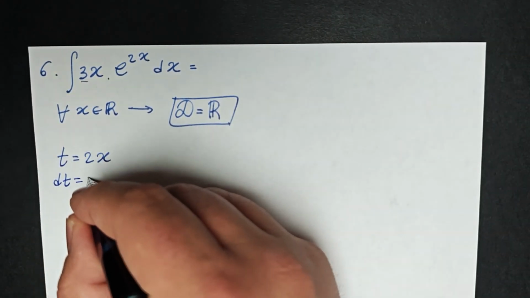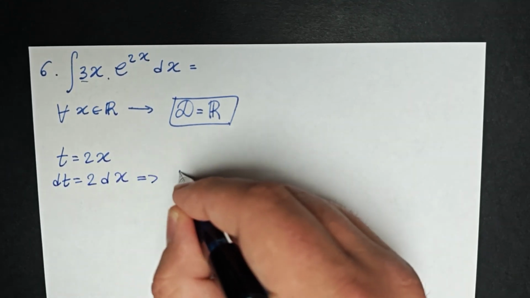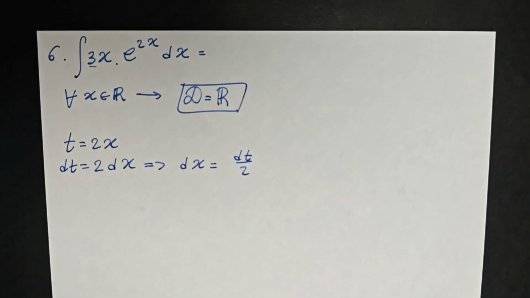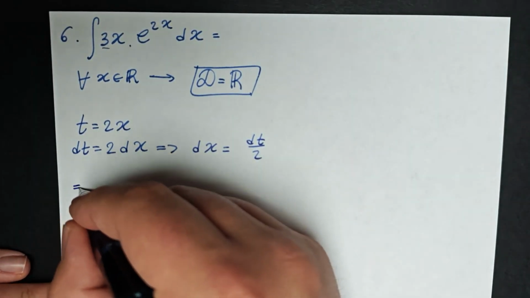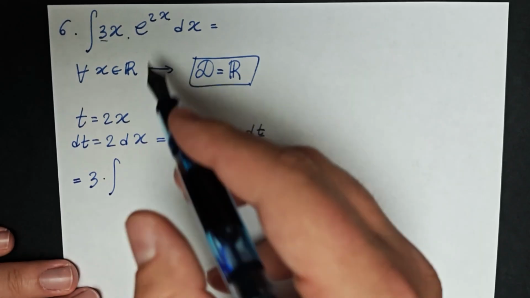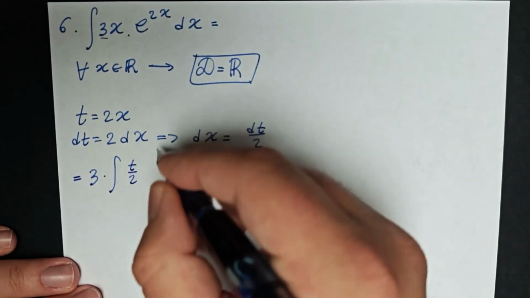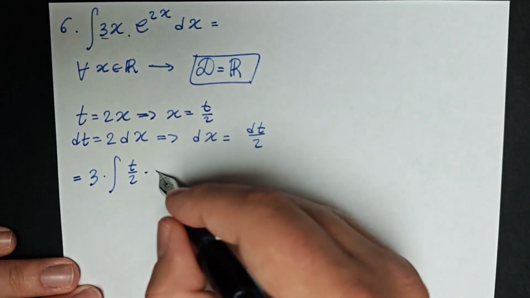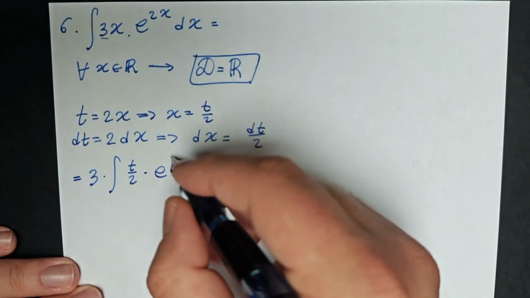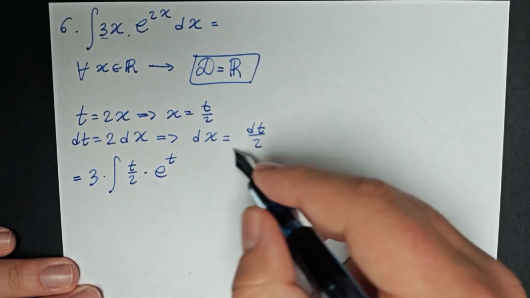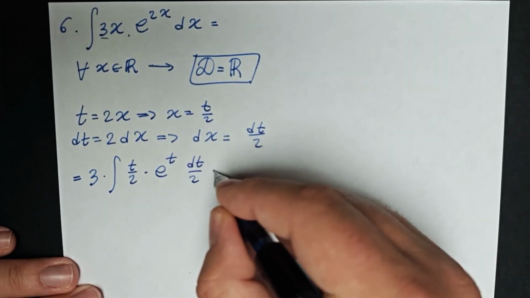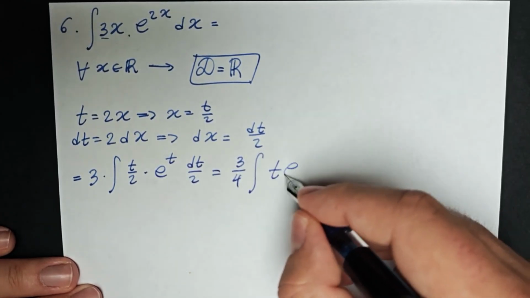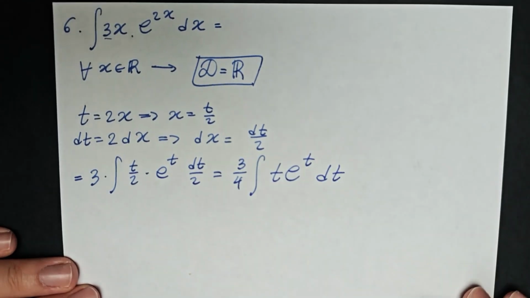Let's take that t is equal to 2x. The differential of t is going to be 2 differentials of x, and the differential of x is then equal to dt over 2. Now this integral becomes 3 multiplied by an integral. x is t over 2, that is from the substitution, and we have multiplication by e to the power of 2x, which is t, and dx is dt over 2. So this integral is 3/4 of the integral of t e to the power t dt.